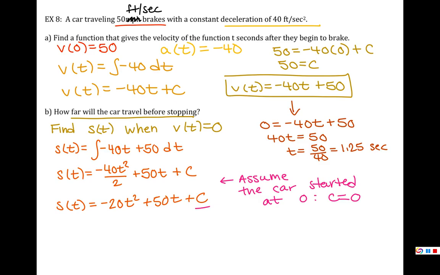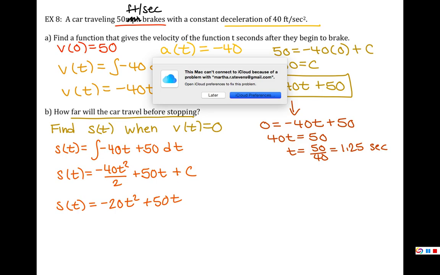Now, it turns out, since we care about how far the car moved relative to its starting position, that plus c doesn't really matter in this problem. I think the easiest way to think about it is to just assume that the car started at 0 and let that constant equal 0, because we're really trying to find a change in position. How far did it move? So I'm just going to let that constant equal 0.